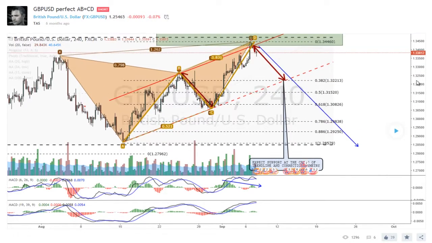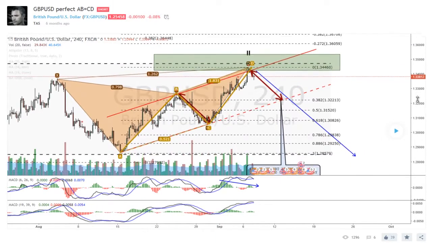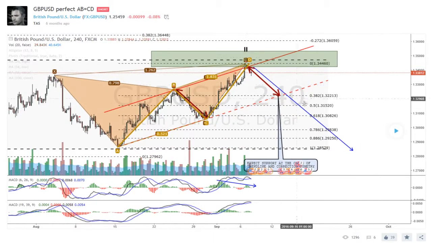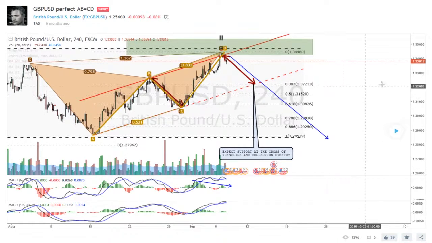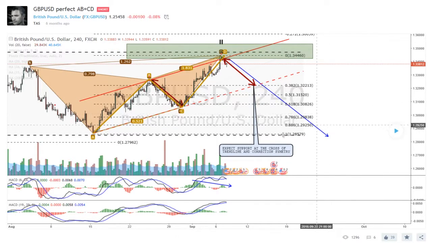This is an old one, but one that I did take, and I did add several positions along the way. So this is an amazing trade. This is 6 months ago. We had here a perfect ABCD pattern.